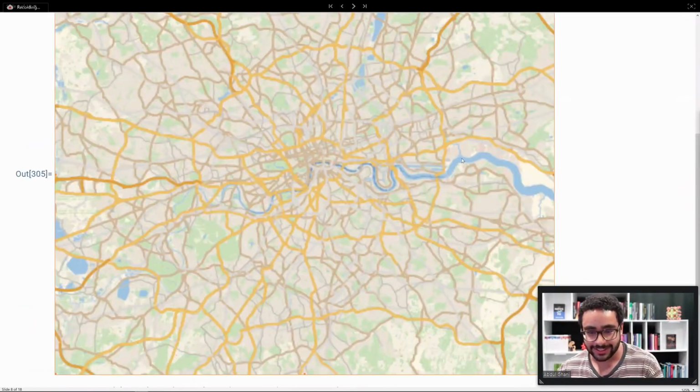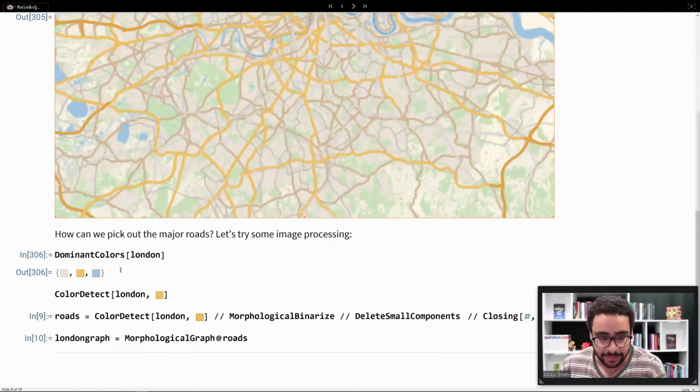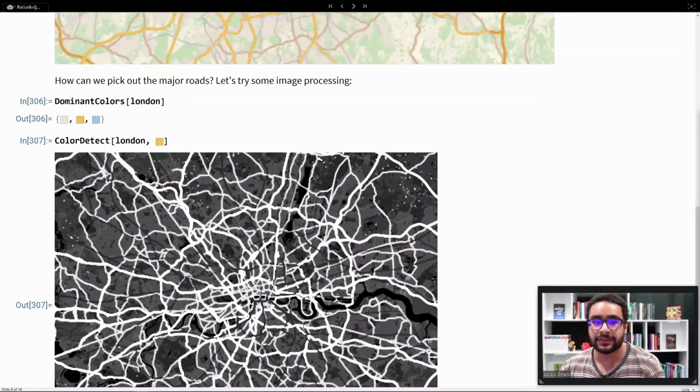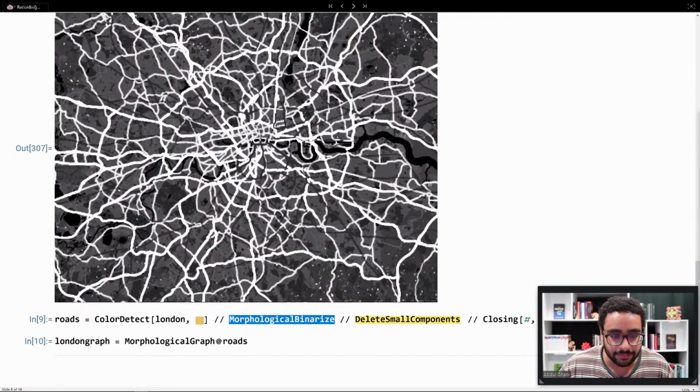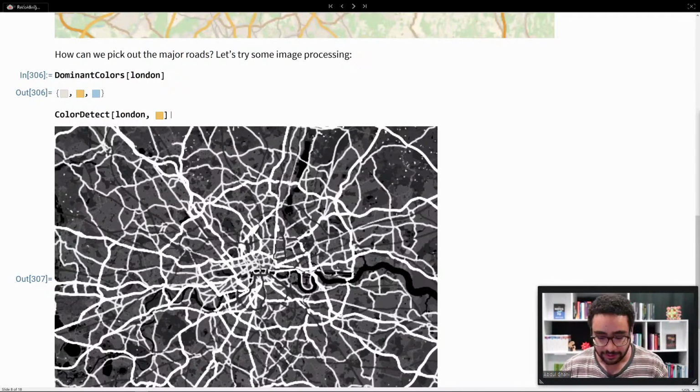This is London, by the way, this picture. It's also a city, but in this slide it's a picture. We want to detect that particular color. So we see that it's colored each pixel by its proximity to this color here. That's cool. And then we'll do this thing called morphological binarize, which is thresholding.